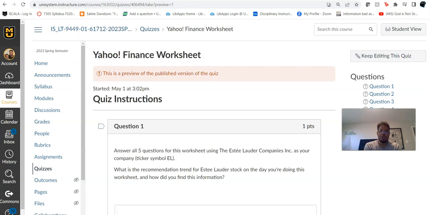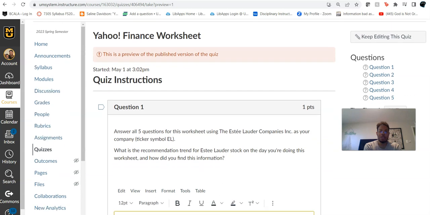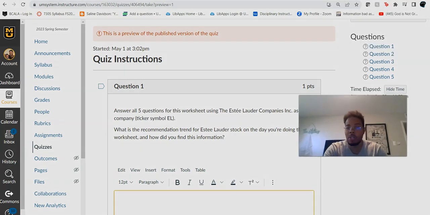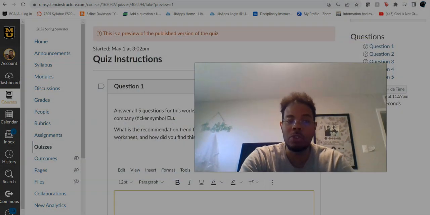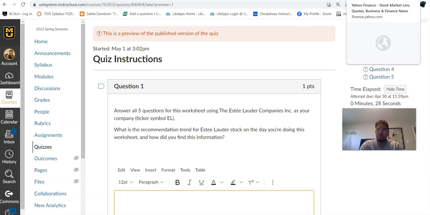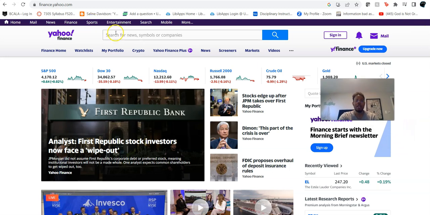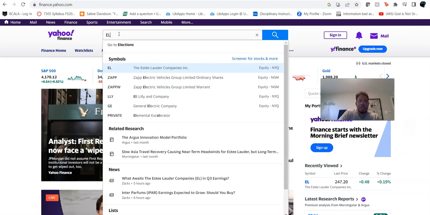So we're going to be doing this with Estee Lauder. So the ticker symbol is EL. What is the recommendation trend for Estee Lauder on the day you're doing this worksheet, and how did you find that information? I am actually going to change the wording of this question for future classes. I'm probably going to just make it, instead of recommendation trend, recommendation rating. But in our case, with the exception of a few of you, for the most part, you all had acceptable answers to this.